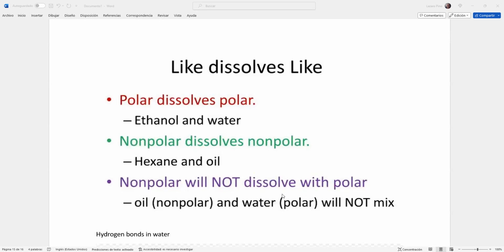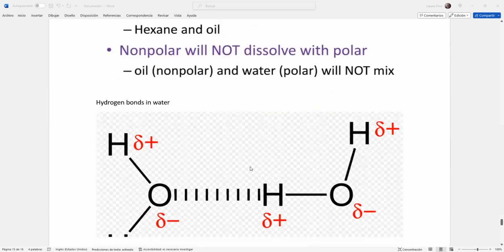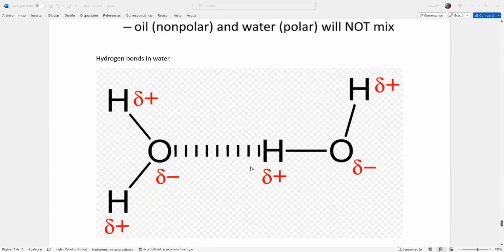This is a general rule, but you cannot stop here and say, well, if this dissolves in this, and I know that water is polar, then the other one is polar. This alone cannot be used in an explanation, because it's incomplete. So you have to explain also the hydrogen bonds to explain solubilities. What is a hydrogen bond?